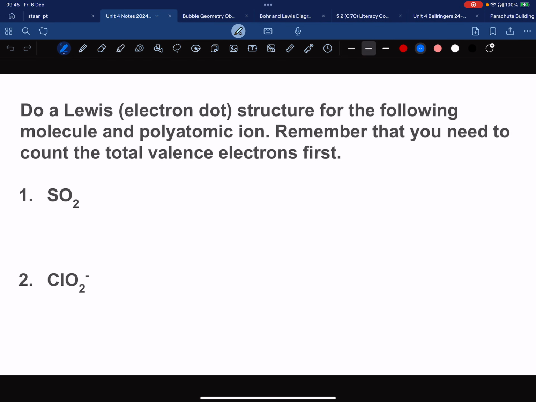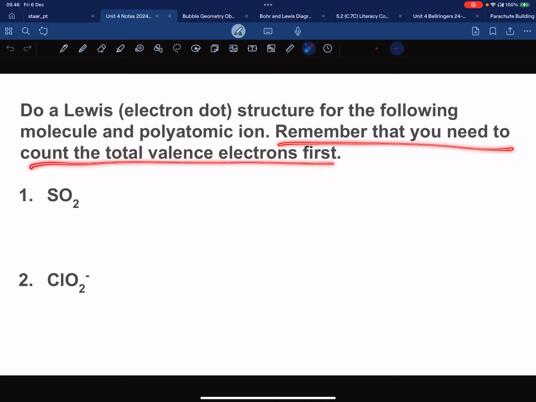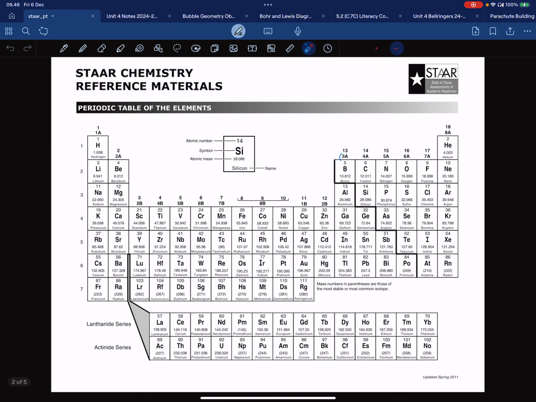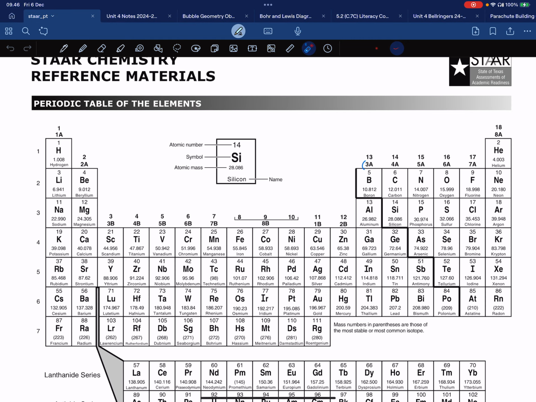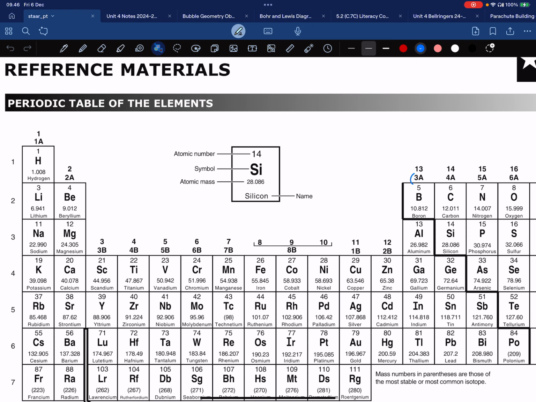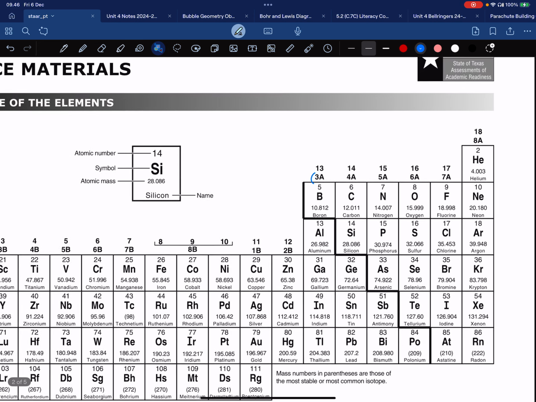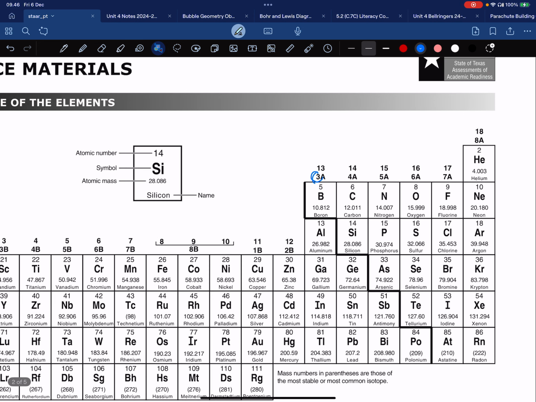All right, guys. Lewis or electron dot structures for molecules and polyatomic ions. Remember, you have to count the total valence electrons first, like we did in the last Bellringer. Also remember, anytime you're talking about valence electrons, it is the A group number that counts. So hydrogen has 1 valence electron, boron 3, carbon 4, nitrogen 5, oxygen 6, and fluorine 7.